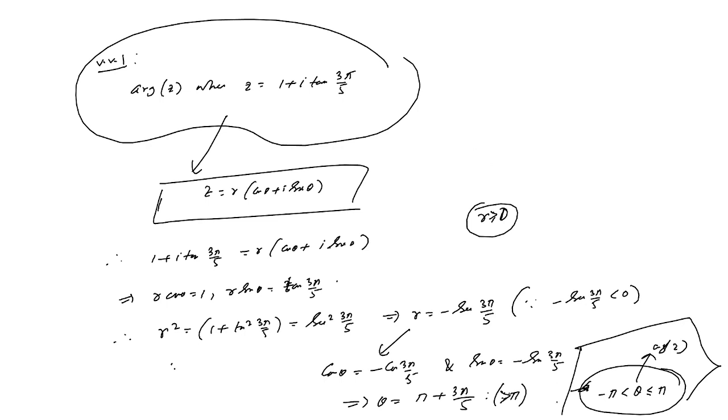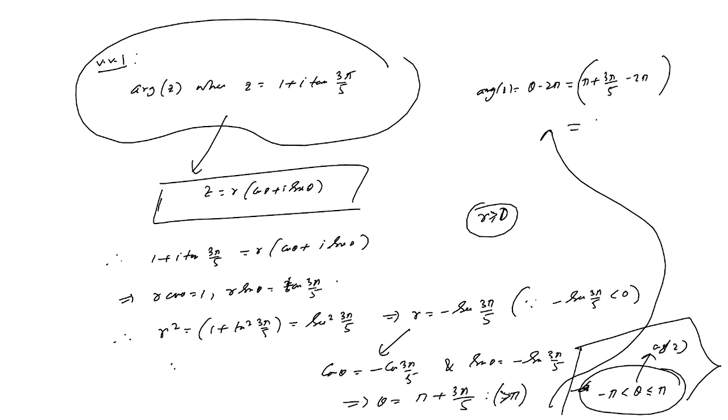So the principal argument, arg z, will be theta minus 2 pi. What is theta? Theta is pi plus 3 pi by 5, minus 2 pi. So the answer will be minus 2 pi by 5. So minus 2 pi by 5 is the principal argument of this complex number.